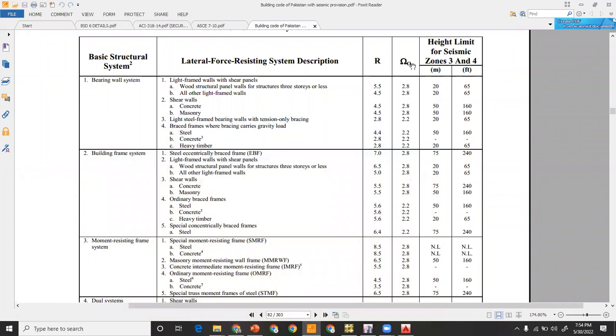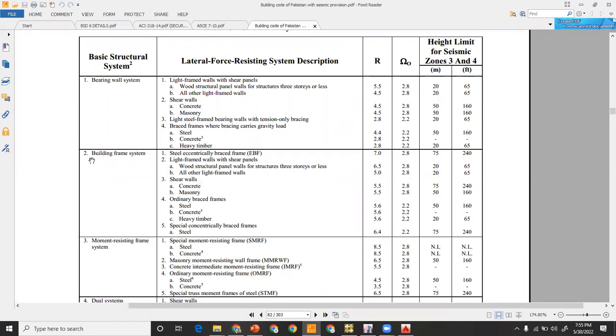And these are the strength reduction factors, which are not normally used in the single load definition of the seismic load pattern, but are normally used in the definition of the load pattern of the IBC, which will be implemented in the new Building Code of Pakistan.